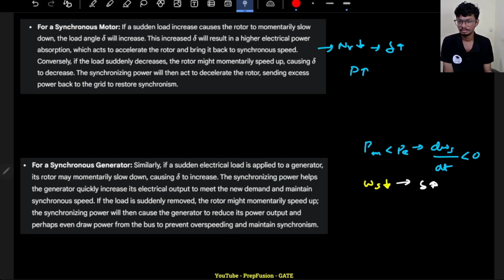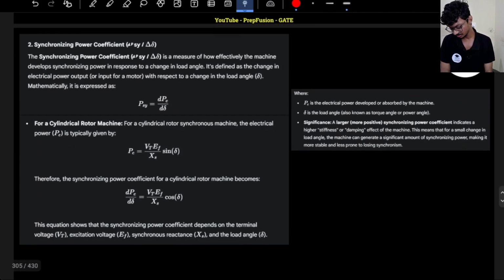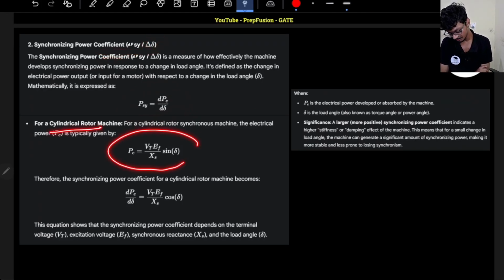I hope those things are clear. So these are the equations. This is the synchronizing power coefficient. Remember, this is the synchronizing power coefficient, not the synchronizing power. So it is dpsy upon delta. For a cylindrical rotor, this is the synchronizing power, and the synchronizing power coefficient is this.